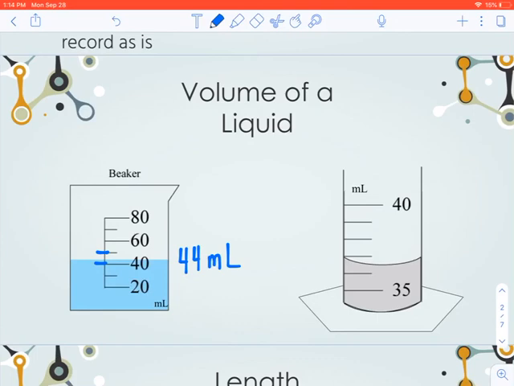And then looking on the right, we've got a graduated cylinder here, zoomed in. You can see that each of these graduations represents 1 milliliter. We know that our data is somewhere between 36 and 37.